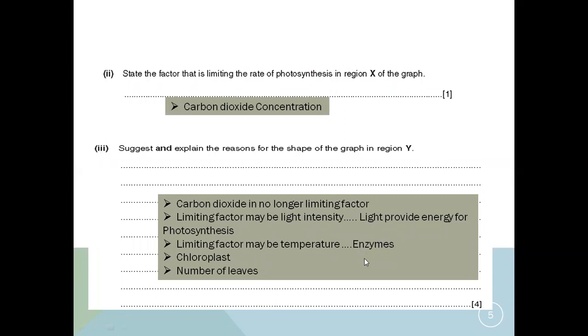right? Because a specific temperature is needed for any chemical reaction. So the limiting factor may be temperature, and the optimum temperature is needed for enzyme activity. Maybe the number of chloroplasts, or the number of leaves, may not be enough. That's why our graph becomes constant. It is not increasing further, it's a peak, because one of the factors may be missing. But carbon dioxide is not the limiting factor, because if you see in the graph, the carbon dioxide is increasing.